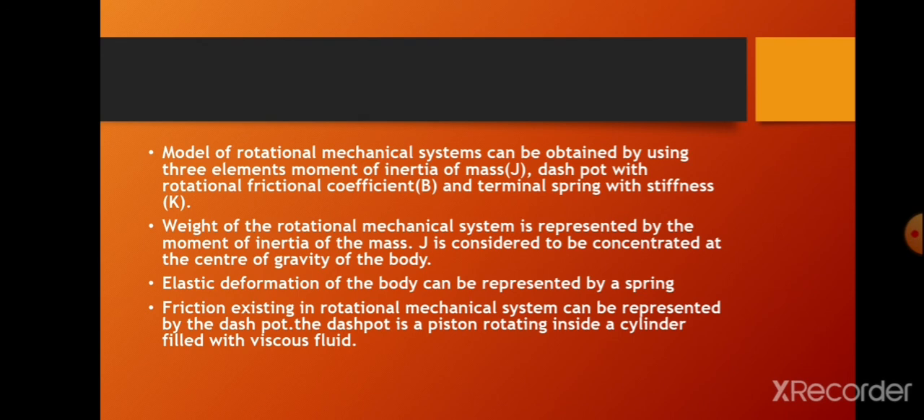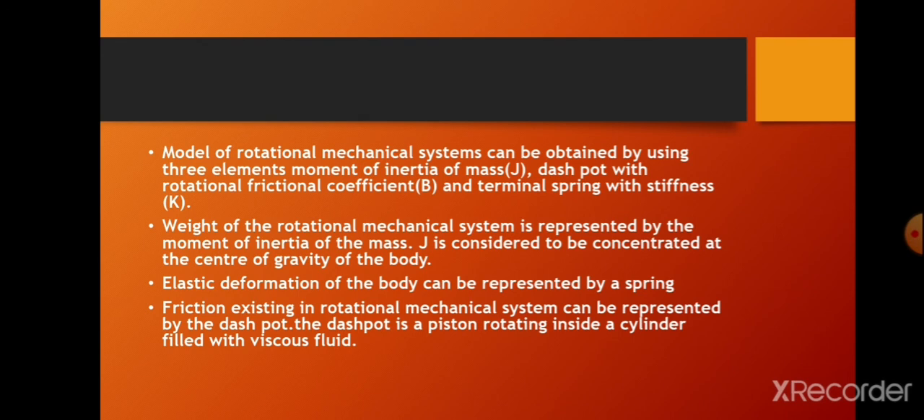Okay. You got the idea that in the case of rotational system, we are not using the term mass. Instead of that, we are using moment of inertia, and we are considering that this moment of inertia is concentrated at the center of gravity of the body. Also, same in the case of mechanical translational system. Here also, that is in mechanical rotational system, the elastic deformation of the body is represented by this spring, and that is represented by the constant K, and the friction existing in the rotational mechanical system is represented by the dashpot, that has a coefficient B.